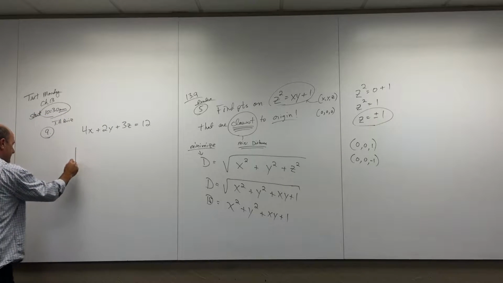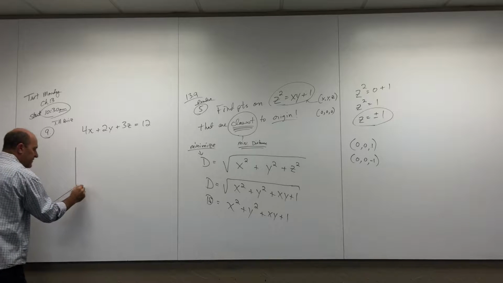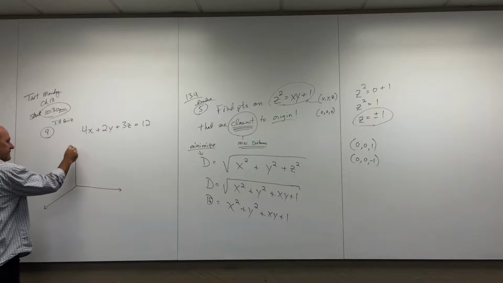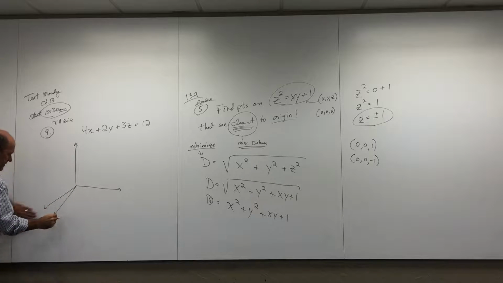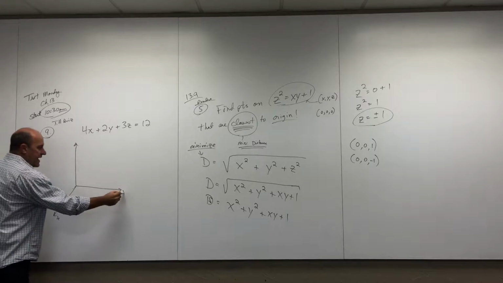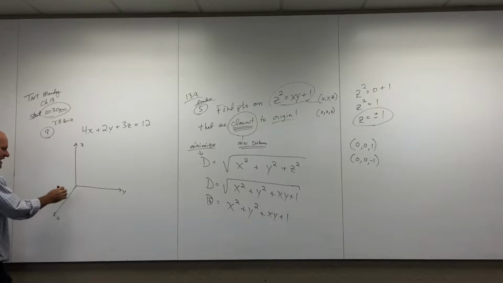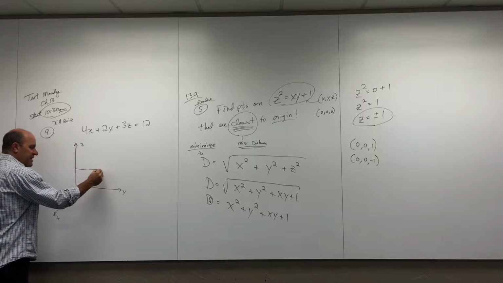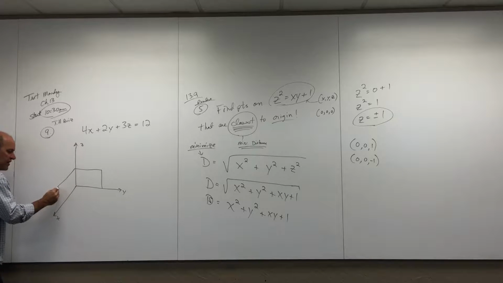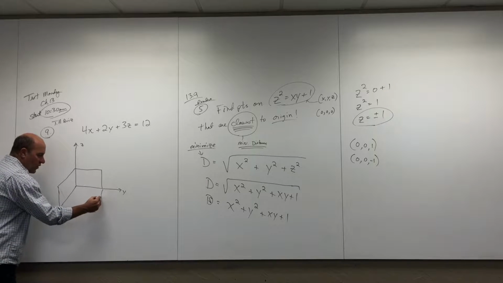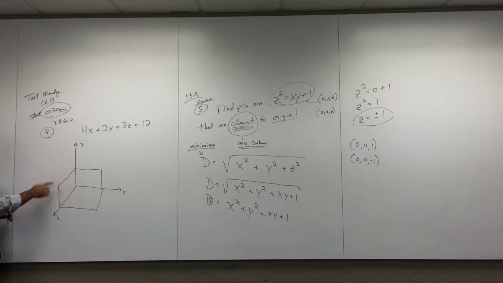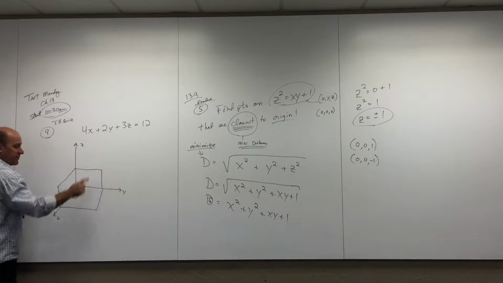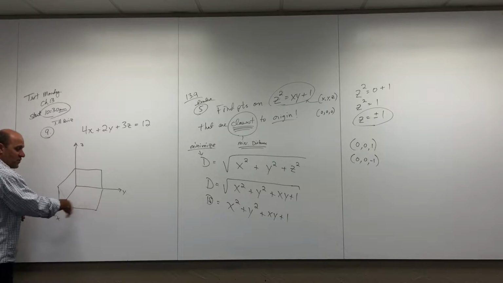But what did they say? They said that I'm in 3D and I'm in the first octant, and I have an x-axis, a y-axis, and a z-axis. And I'm trying to come up with a box that lives in here. 3 of its faces are in these coordinate planes. That's the wall in the XZ plane, the wall in the YZ plane, and the floor in the XY plane.